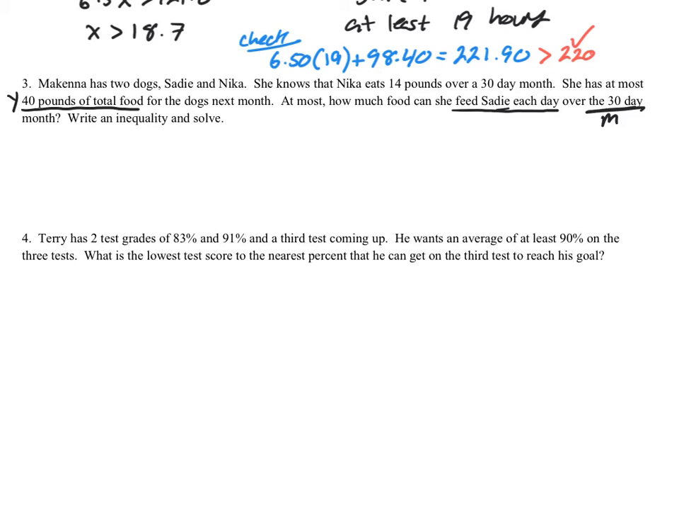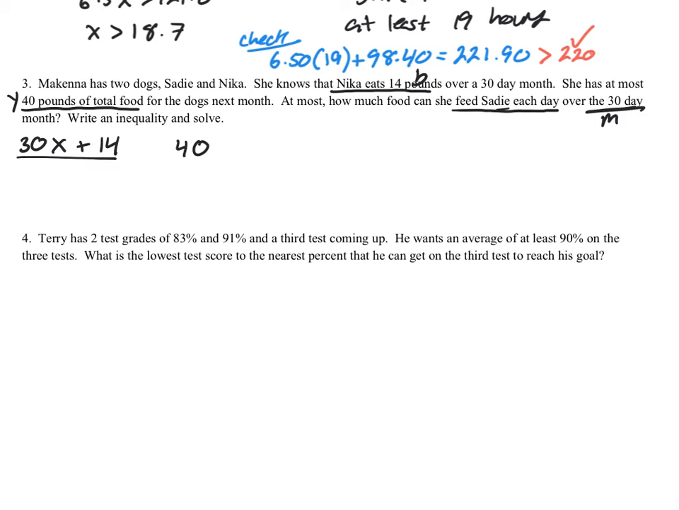And then we simply need a starting value. Well, we started knowing that the other dog has already eaten 14 pounds. So let's get this set up: 30 days times an unknown amount that Sadie is eating each day, plus our second dog already ate 14 pounds. She has a total of 40 pounds.